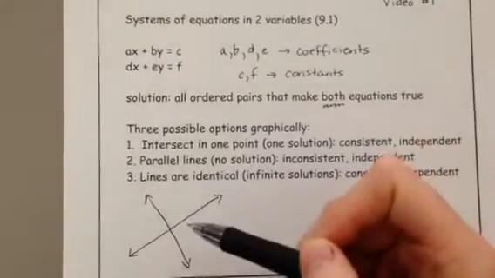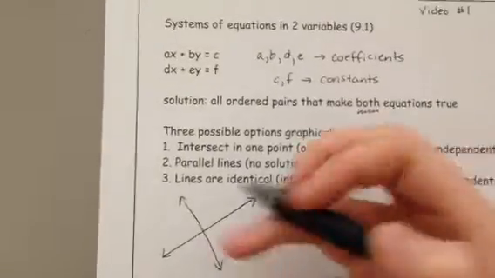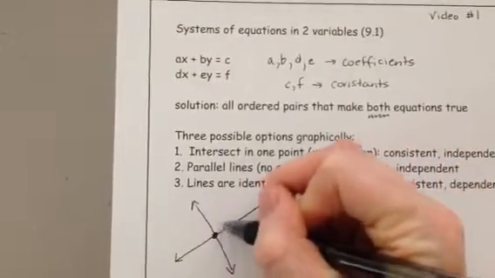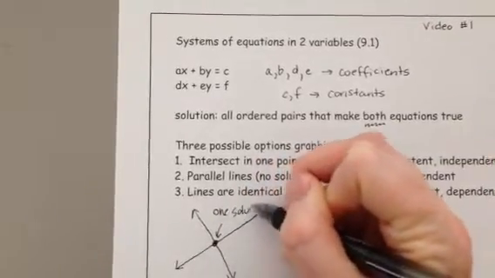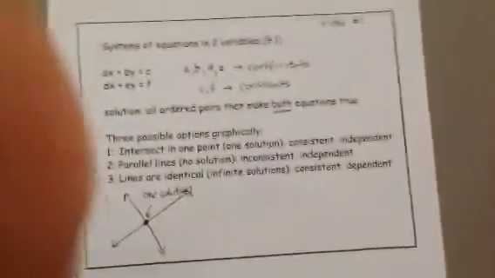So in this case, the two lines intersect at one point. Since they intersect, they only share one possible solution. So this has one solution. And this is what it would look like graphically when the two lines intersect.